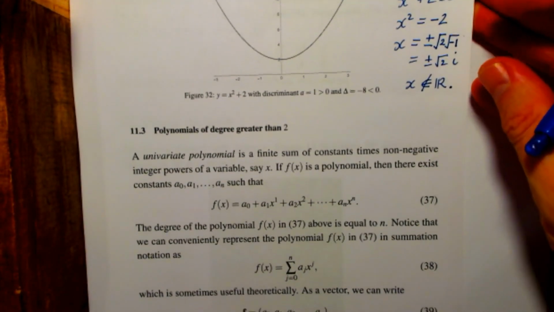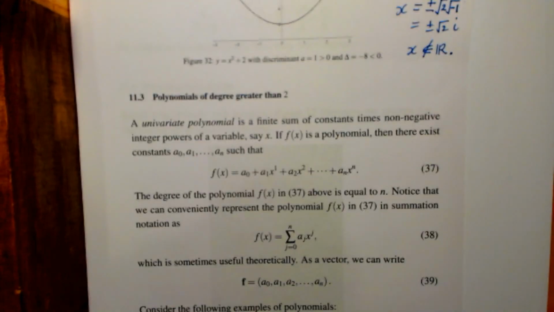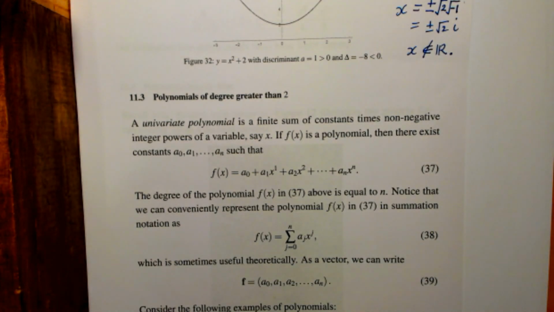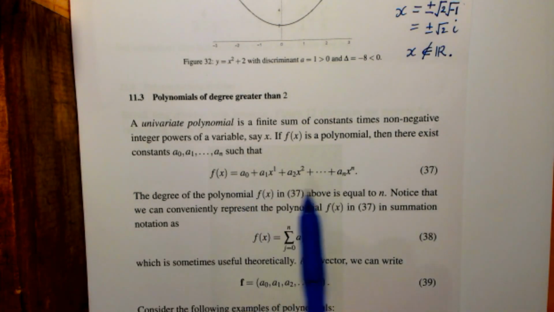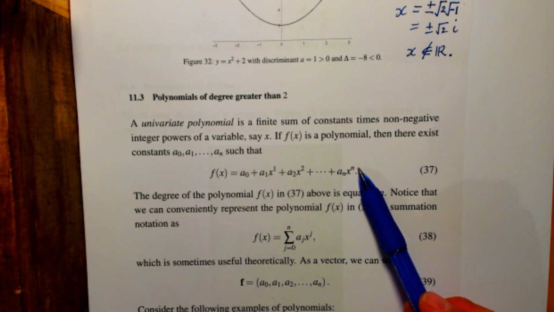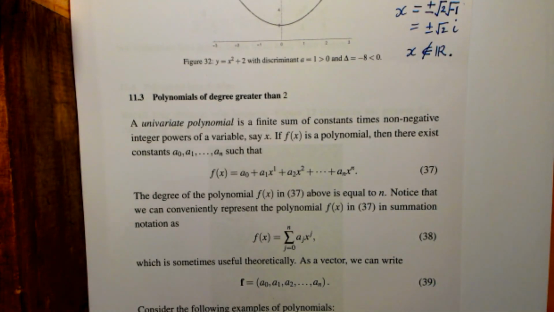Polynomials of degree greater than 2. Okay, so a univariate polynomial, so that means one variable, is a finite sum of constants times non-negative integer powers of a variable, say x. So in other words, like this, right? So finite sum, so this stops with a finite non-negative integer n in order for this to be a polynomial.